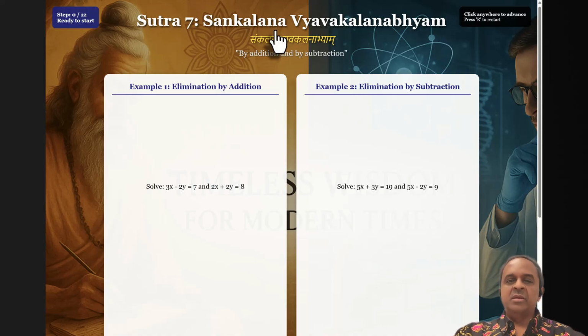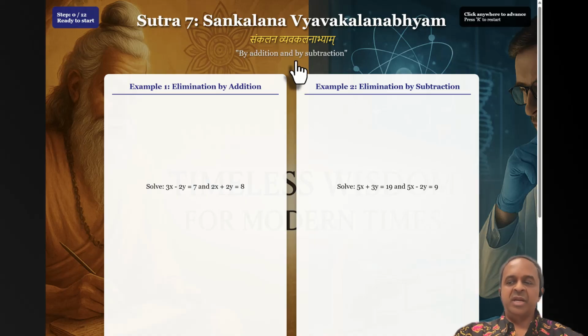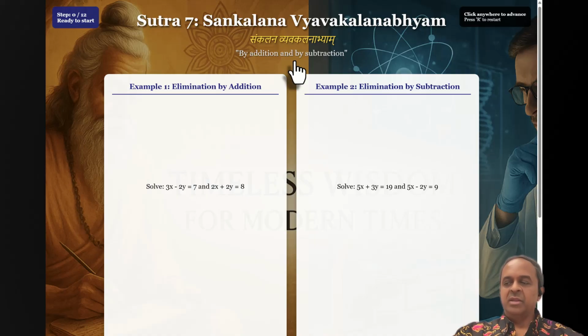So the seventh sutra, right? What does this principle mean? By addition and by subtraction. Straightforward. This provides an elegant solution for various mathematical problems through the strategic use of addition and subtraction operations. Before we begin our two examples, let's understand the deeper meaning behind the sutra.